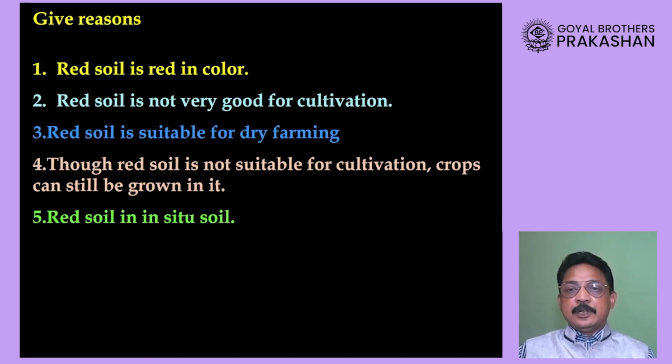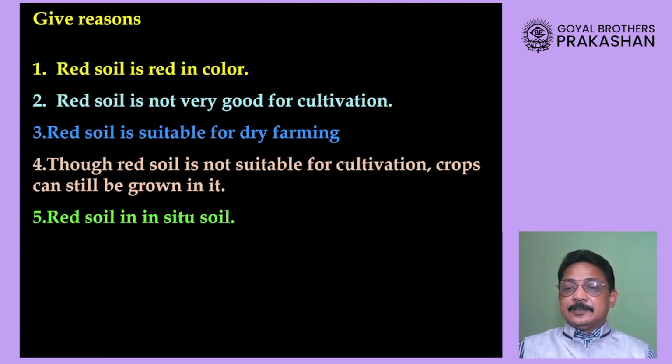Next question. Though red soil is not suitable for cultivation, crops can still be grown in it. The answer is because this soil responds to fertilizers. That is a very important character. Next question, dear student. Red soil is in situ soil. Now, in situ soil is that soil which is found where it is formed.